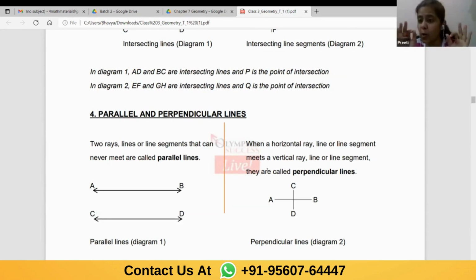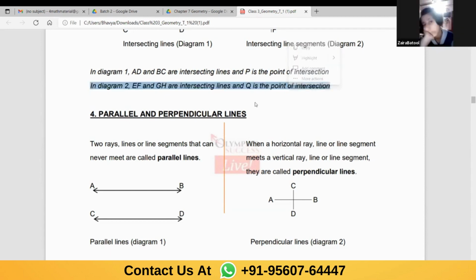But what now? Perpendicular lines and intersecting lines satisfy one same thing, that they will cross each other. But the major difference between intersecting and perpendicular lines is that perpendicular lines always intersect at a 90-degree angle. Perpendicular lines always intersect at a 90-degree angle.